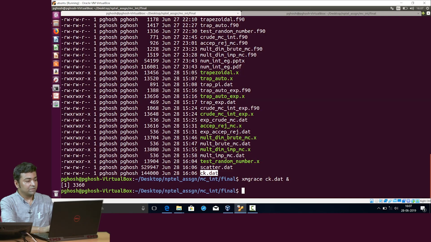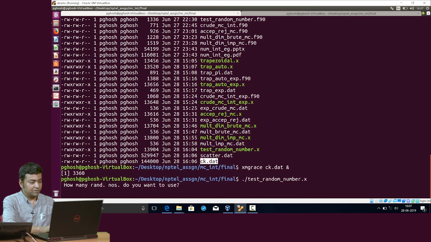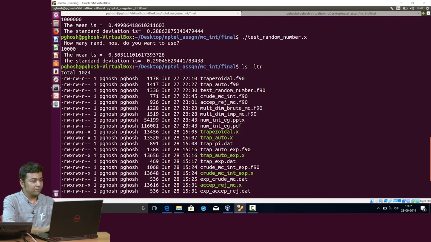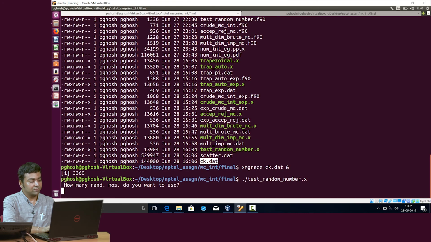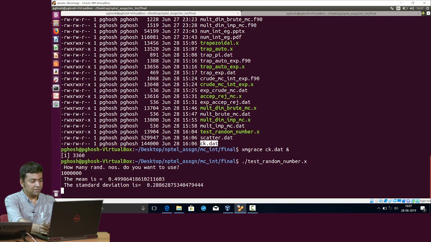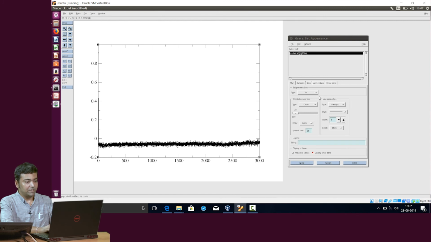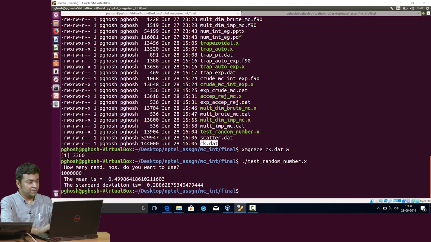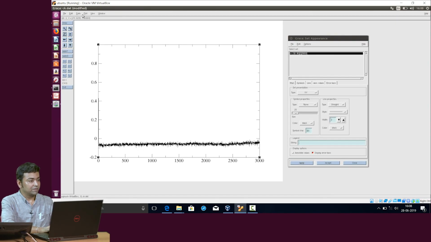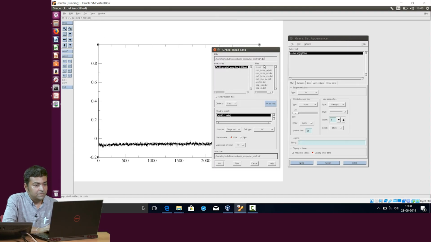Now, let us try to run it again with a few more points and see how things are changing. So, what we do here is, instead of 10,000, I put 10 lakhs points and let it run. Once it is done, I will plot it in this one only. Let me try to plot it in this graph. See, it is done. Let me just try to reload the data.